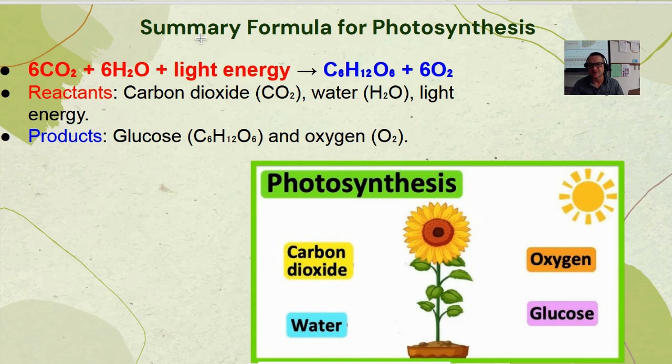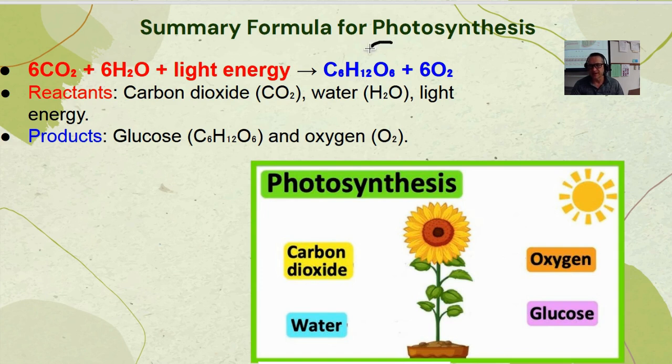All righty, so now the summary formula for photosynthesis. Here it is right here. Will you need to know it? Yes, you will. All right, but it's not that hard. So in red on the left side of the arrow, you have your reactants. That's what plants need. And on the right side of the arrow in blue, that's what plants make.